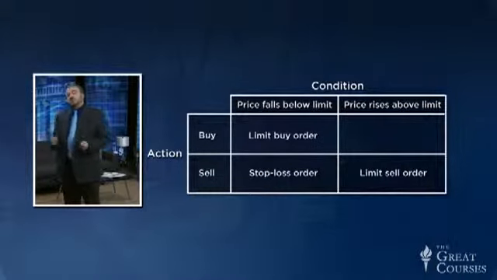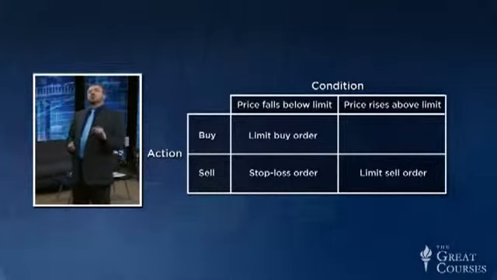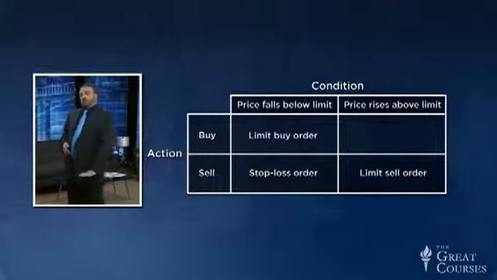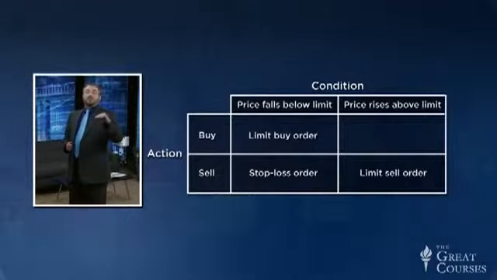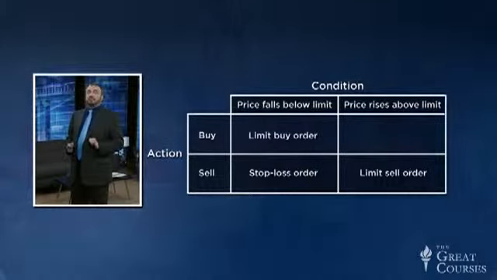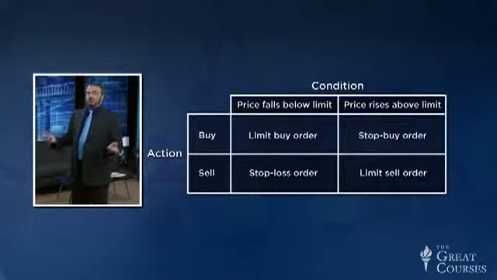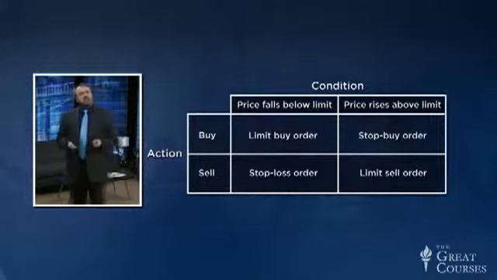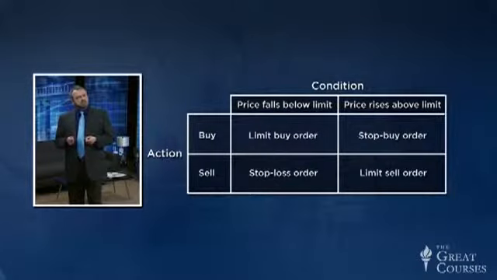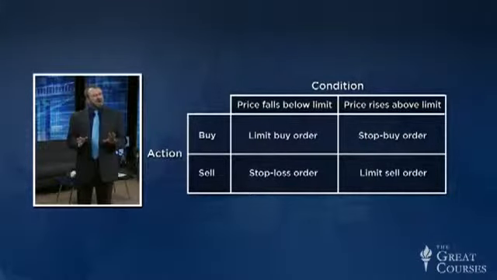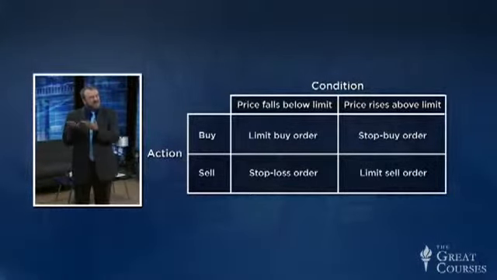Now let's flip the scenario. Instead of your sell order being triggered by the stock price falling below your limit, you want to buy if the price rises to your specified limit. This is called a stop buy order, or sometimes a buy stop order. When might you want to use one of these? Why would you wait to buy until the stock price rises?